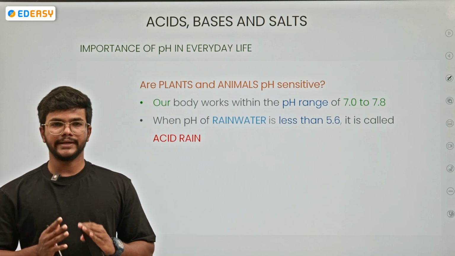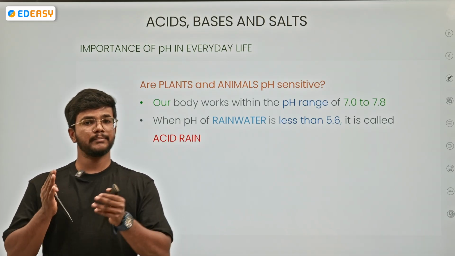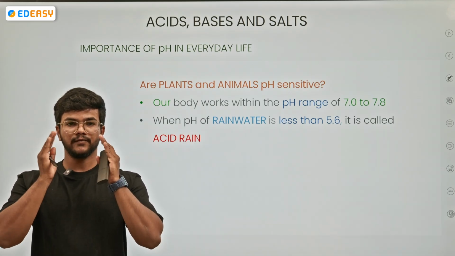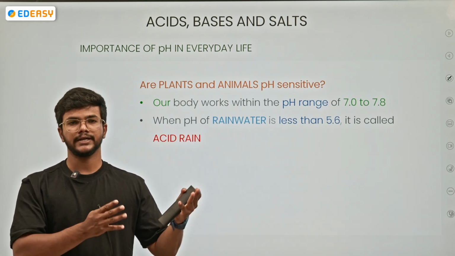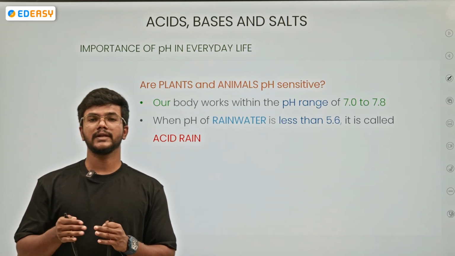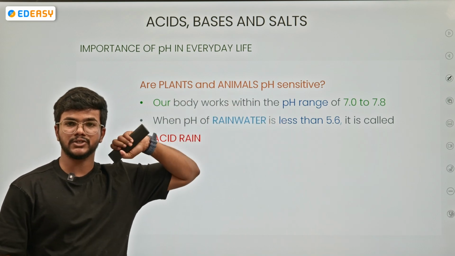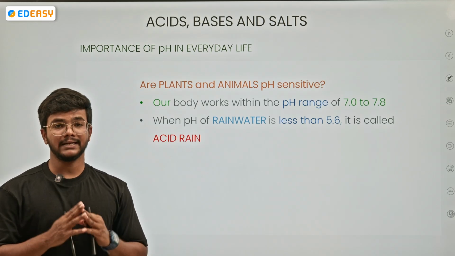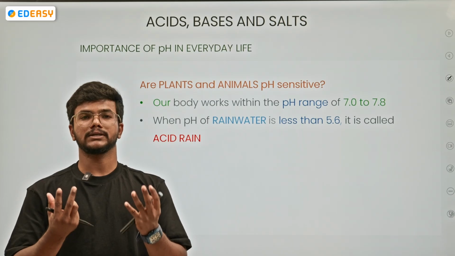In day-to-day life there are many advantages of acids and bases. Acids or bases are nothing but what give a pH. There is a certain pH range. If there is a fixed pH range, the reaction occurs naturally. It would be common. But when the pH value is different, there will be a disadvantage. Like here, our body works within the pH range of 7 to 7.8. Okay, that means neutral.